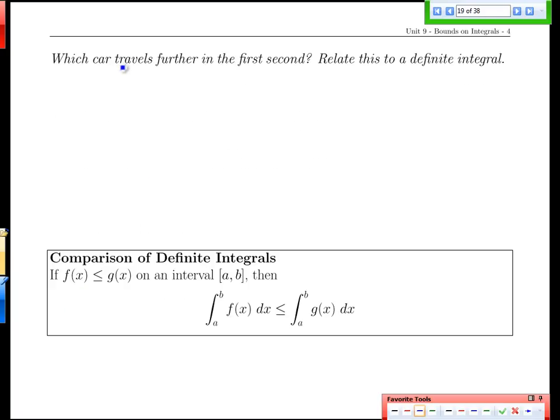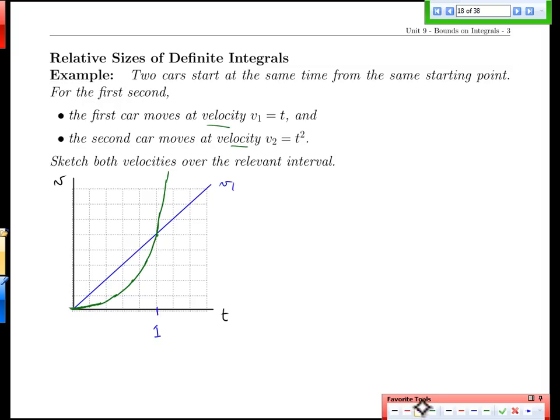The question that follows up is which car travels further? So we're talking distance here in the first second. Relate this to a definite integral. Let's go back one step. I think we can easily convince ourselves that the area underneath the green here is going to be smaller than the area underneath the blue line. And what does that tell us?